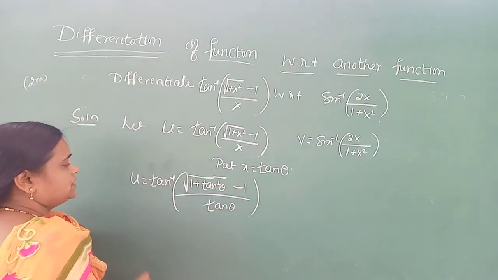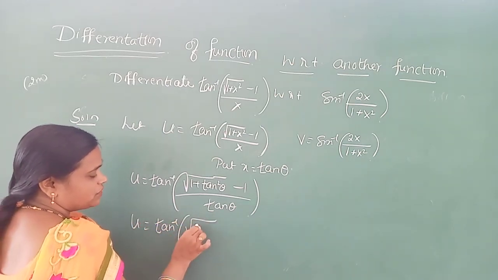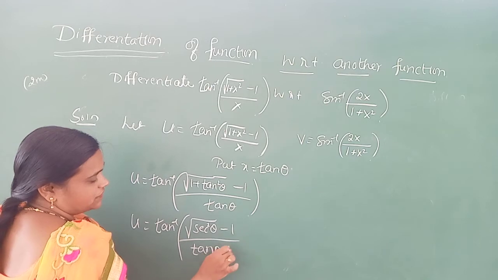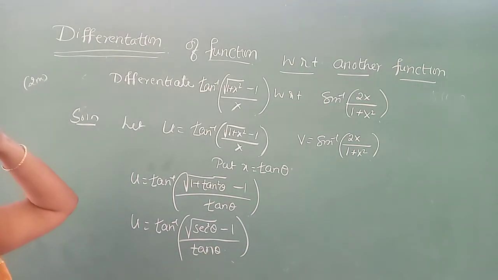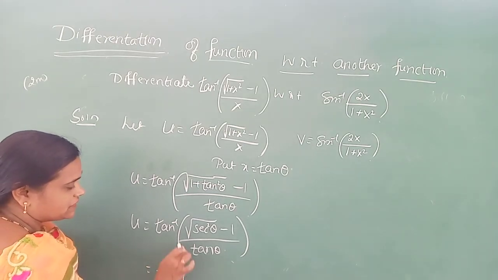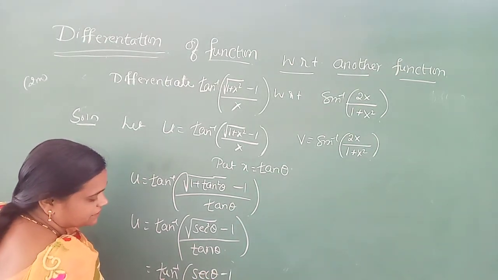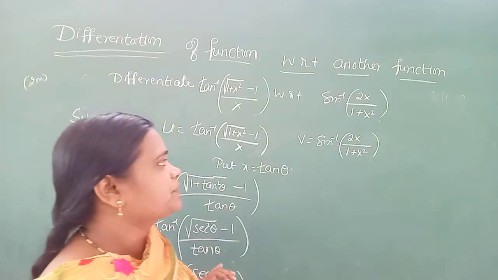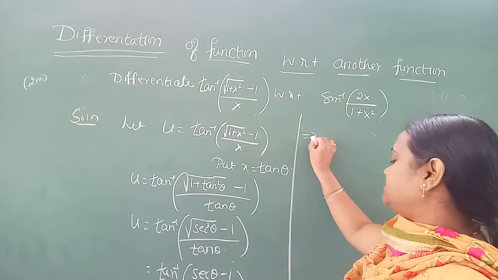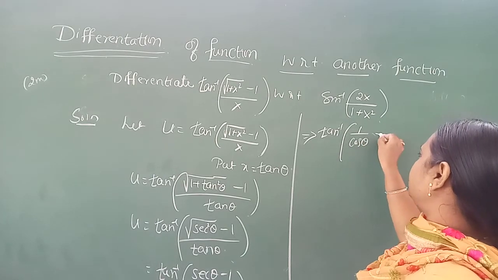Okay. Next, u is tan inverse root of 1 plus tan square theta. We have the formula secant square theta, minus 1 by tan theta. And next, this can be written as tan inverse root of secant square theta, root gets cancelled, sec theta minus 1 by tan theta. Okay. Next, we can write this one as tan inverse of sec theta, 1 by cos theta, minus 1.